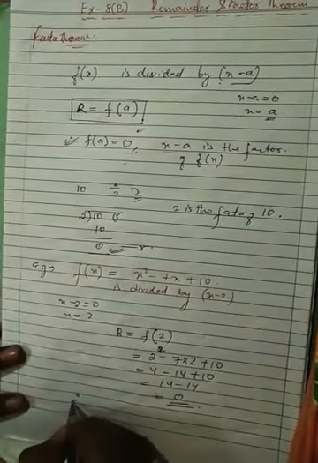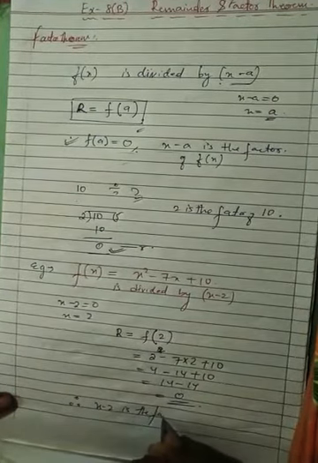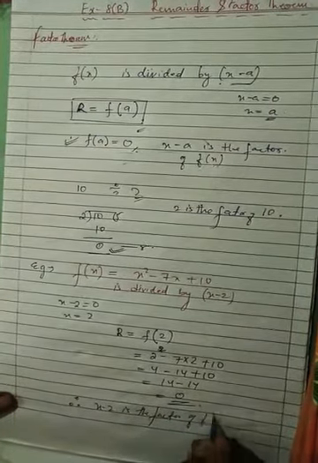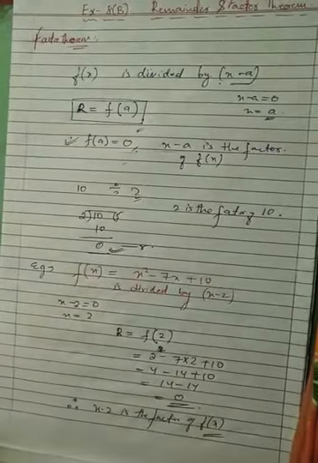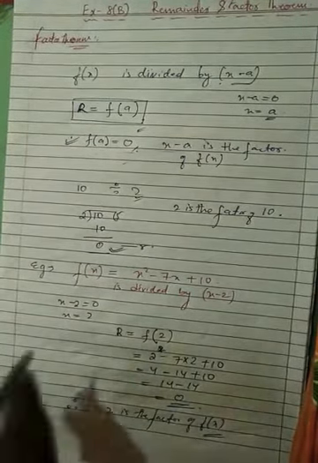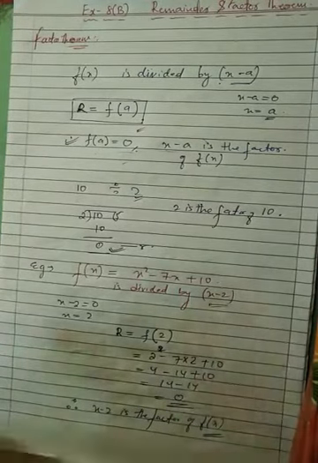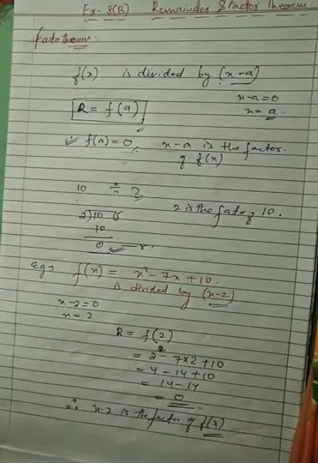Therefore we can say x minus 2 is a factor of f of x. Okay, this is how we apply the factor theorem. Once the remainder is 0, we can say that the particular given term is a factor of the function. Clear? Understood, all of you? This is what is your factor theorem.